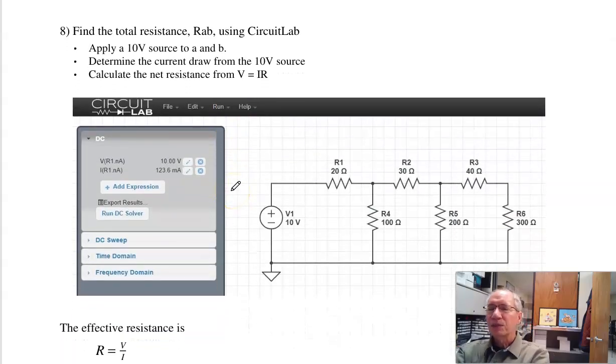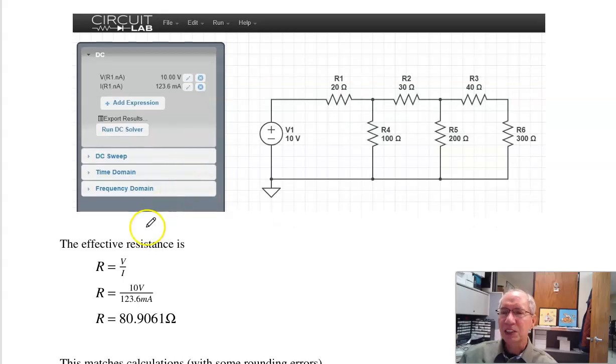Check your answer. To check it, I'll throw it in Circuit Lab, build the circuit, apply a 10-volt test, find the current. The resistance then is voltage over current. 10 volts is 123 milliamps. It's 80 ohms. Same answer.